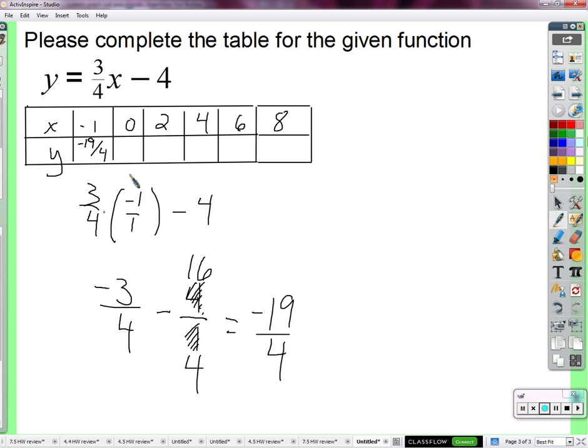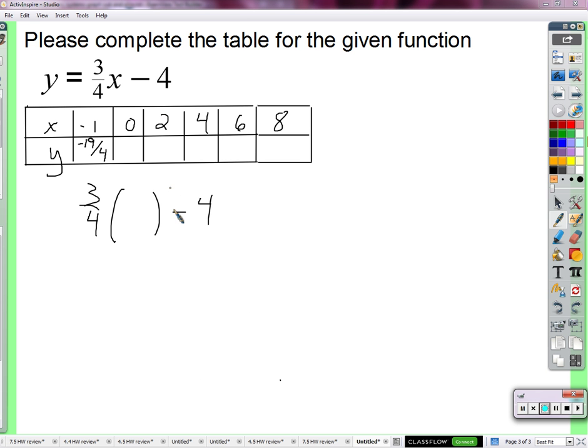Okay, if you continue to work wherever you are, if you're finished, it does not mean talk to each other. I can come and make sure that you have it right if you want. Except the next example is so simple that we don't really need to write the work down, right? Because it's multiply by 0, subtract 4, we get negative 4.